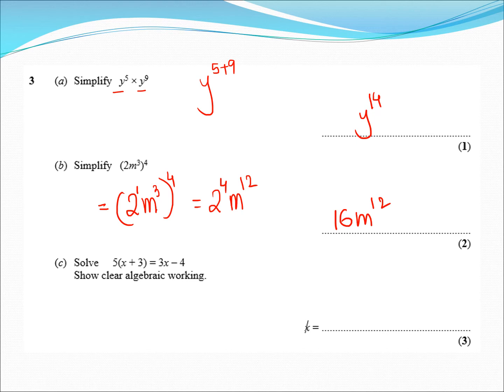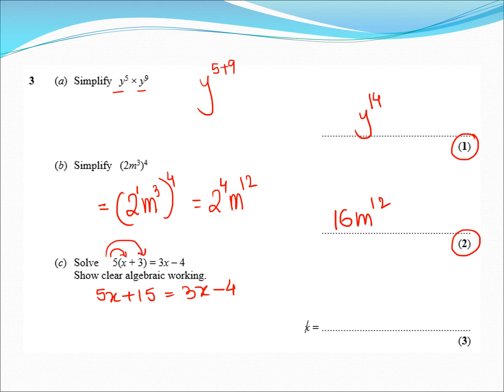Okay, so that's 1 mark there, that's 2 marks there. Solve 5(x plus 3) equals 3x minus 4. Plain and simple, we first expand the bracket. So you get 5x plus 15 is equal to 3x minus 4. What I've done is I've multiplied the 5 by both the x and the positive 3.